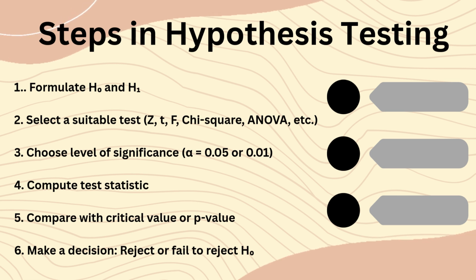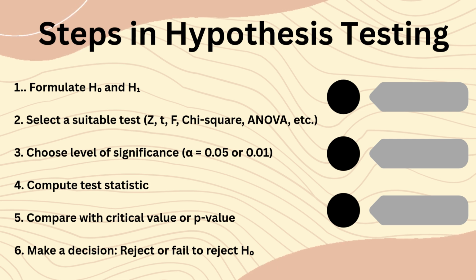There are two approaches in making the decision. 1. Critical value approach. Compare the calculated test statistic with the tabulated critical value at the chosen alpha. If calculated value is greater than the critical value, reject null hypothesis. 2. P-value approach. Find the probability, p-value, of getting the test statistic. If p-value is lesser than the alpha, reject null hypothesis. This step is where statistical theory converts into decision making.